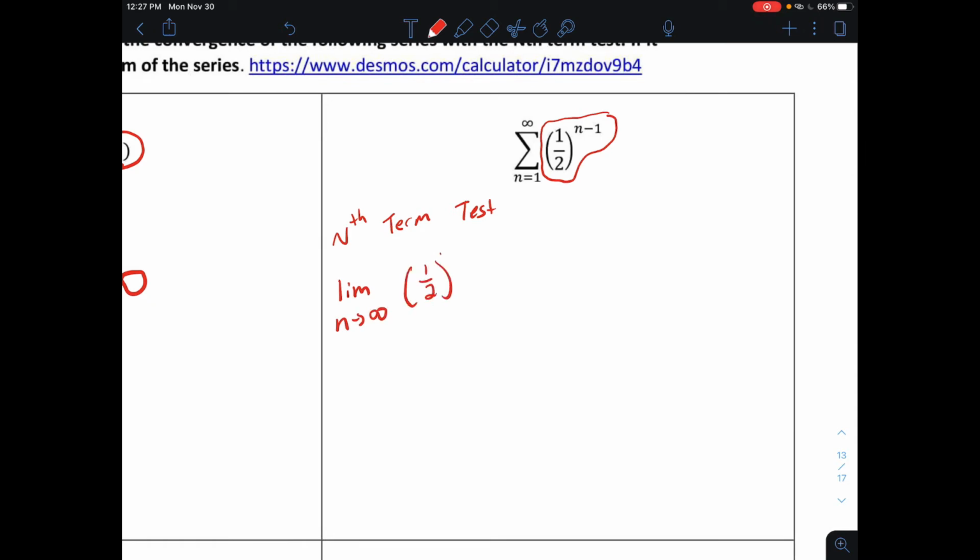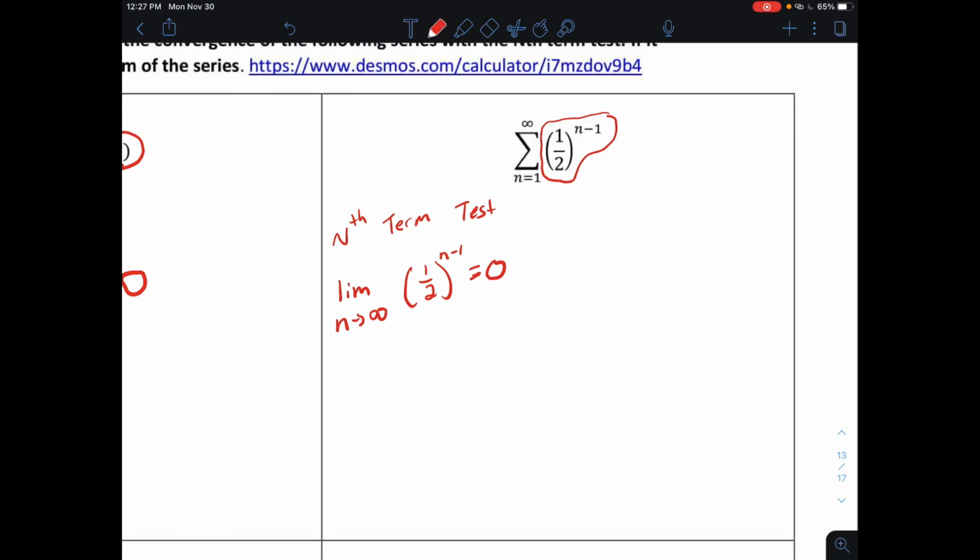So 1/2 to the n minus 1 power. What is happening to that 1/2 as I increase the size of n? Well, if I keep making bigger and bigger exponents for 1/2, think about it: 1/2 to the 0 is 1, 1/2 to the 1 is a half, 1/2 to the second is a quarter. As the exponent gets bigger, I get smaller values. In fact, you're going to get smaller and smaller and smaller. You're going to approach a value of 0.